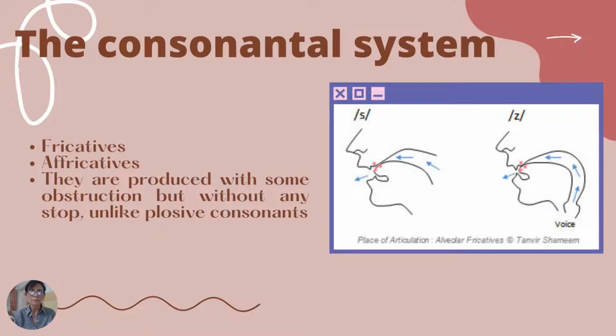Slide 10. There are other kinds of consonants. There are fricatives and affricatives. They are different from the plosive consonants. They are produced with some obstruction but without any stop, unlike plosive consonants. With a labiodental fricative, it is not necessary to move the upper teeth from the lips.